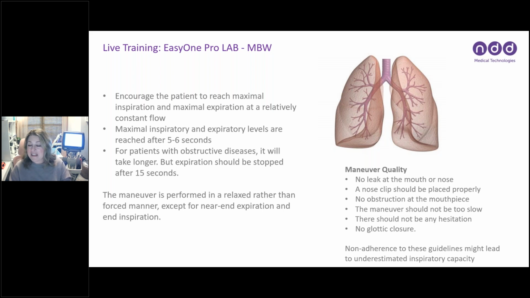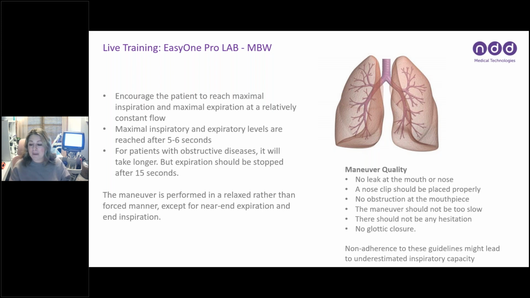So maneuver quality: this does have an inspiratory component to it. So we really need to make sure that the patient is not leaking around the mouthpiece or through their nose. To prevent leaks around the nose, a nose clip in place is always recommended. Make sure that there's no obstruction on the mouthpiece. Sometimes people like to play it like a trumpet or put their tongue in the way, so make sure they have a good tight seal with their teeth on top and tongue on bottom so that there's nothing in the way of the mouthpiece.